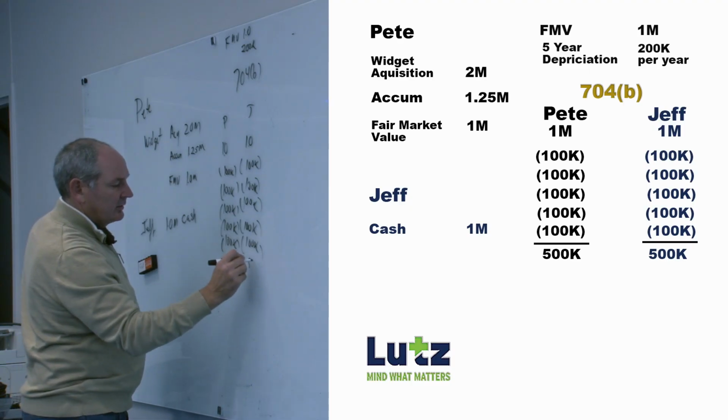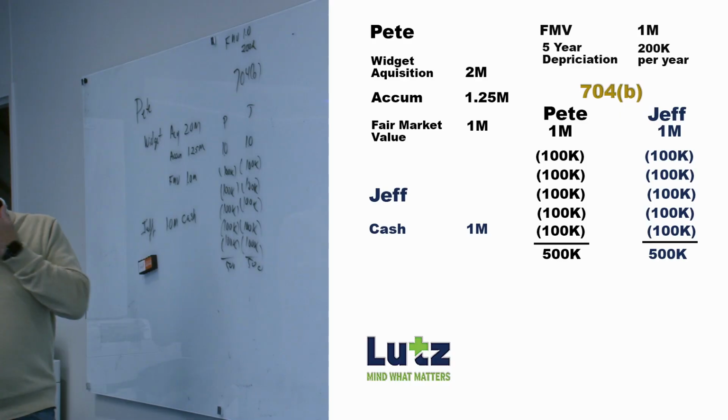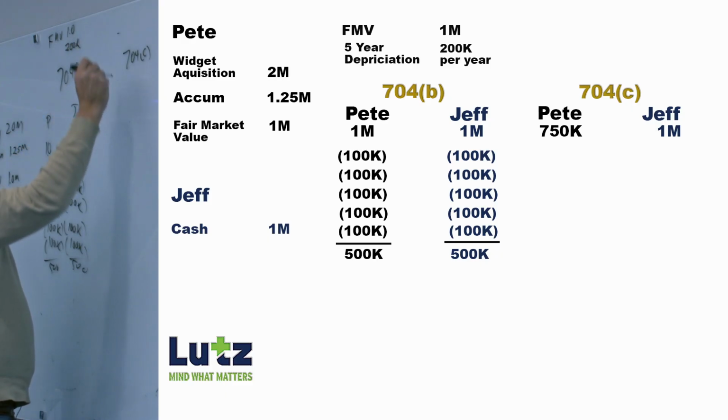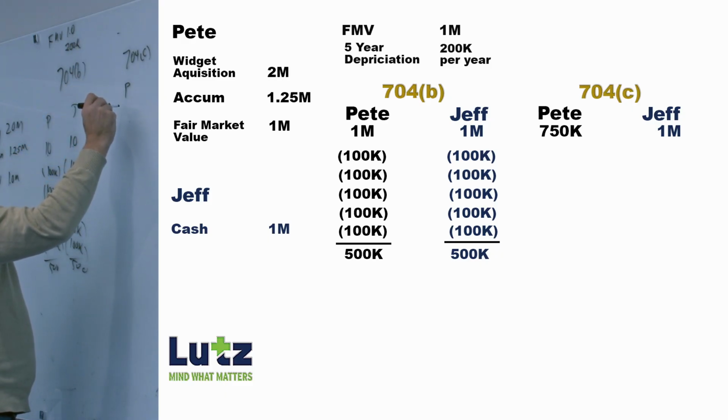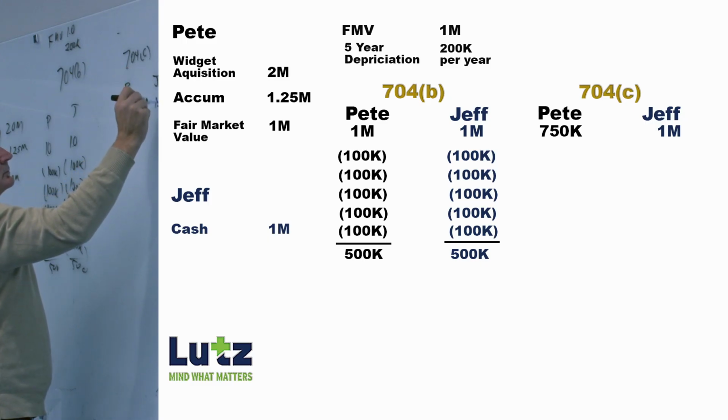$500 and $500. Okay. So what about my 704C? Pete is at 750, and Jeff is at $1 million.